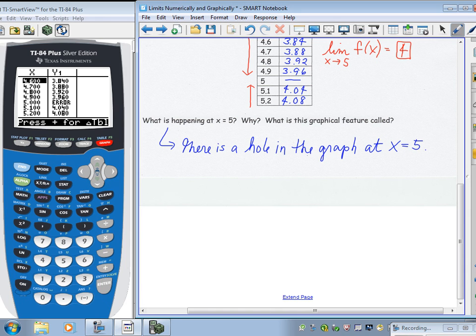Why is there a hole in the graph at x equals 5? x equals 5 makes f of x undefined.